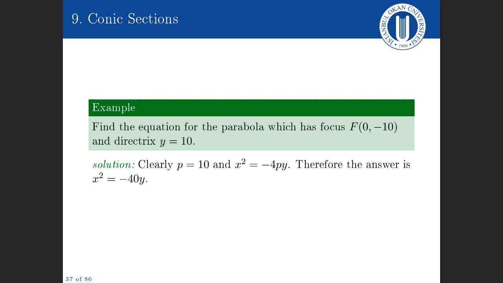Find the equation for the parabola which has focus at 0, minus 10, and directrix y is equal to 10. Now, clearly we can see p must be 10. And if we look at the previous four pictures, we see that we must have a parabola of the form x squared is equal to minus 4py. So the answer to this question is x squared is minus 40y.